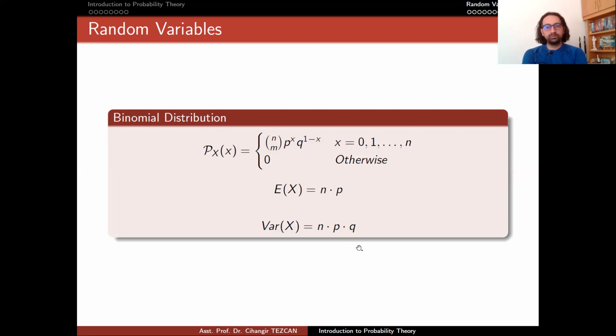The expected value for the binomial distribution is n times p, and the variance is n times p times q. So these values are important. This n times p actually will be the main idea behind our statistical attacks like differential cryptanalysis or linear cryptanalysis, because we are going to perform n trials, and this is our probability of observing an event.